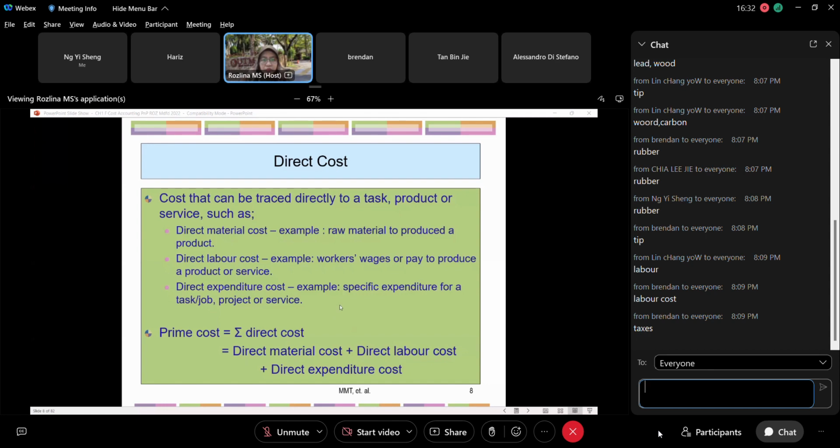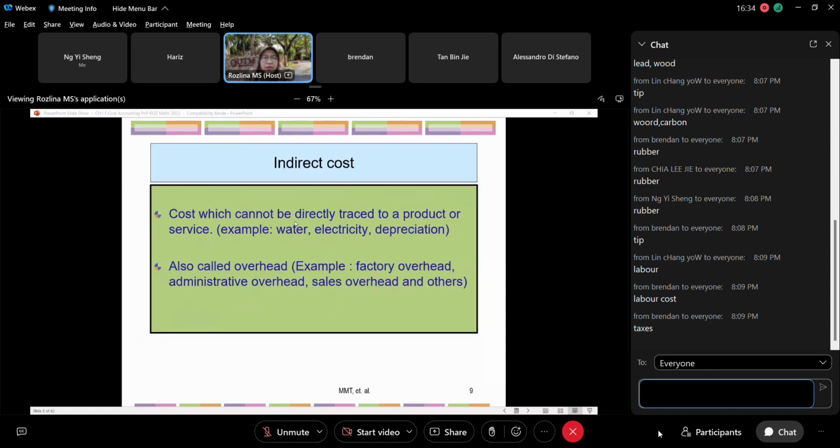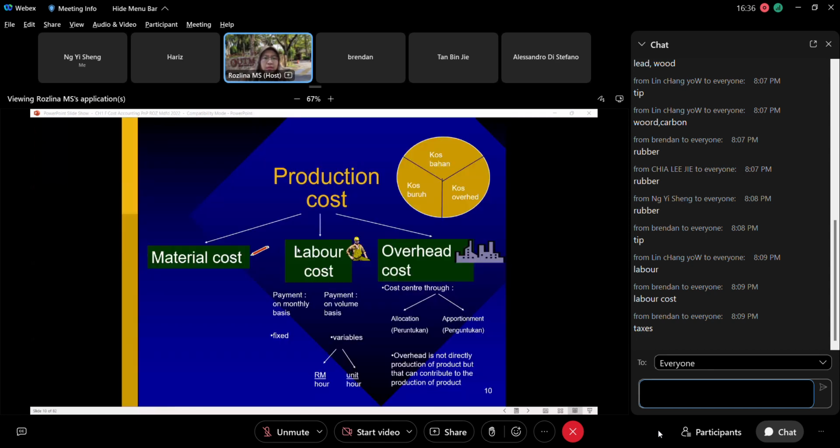We want to go to the example. Okay, we have material cost, labor cost and overhead cost. Okay, material, you have clearly understood this one. And also the labor cost, you have two types of labor. First is based on the monthly payment, and second is based on the volume payment.